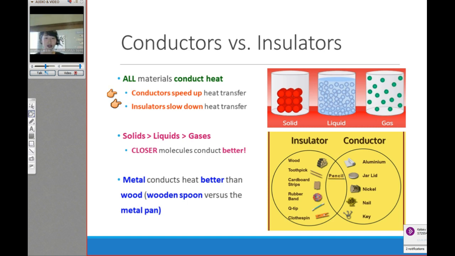So all materials will eventually conduct heat. However, there are some materials that conduct it much faster and some that conduct it much slower, right? So conductors will speed up heat transfer. They get hot much faster. Insulators will slow it down. They get hot much slower.